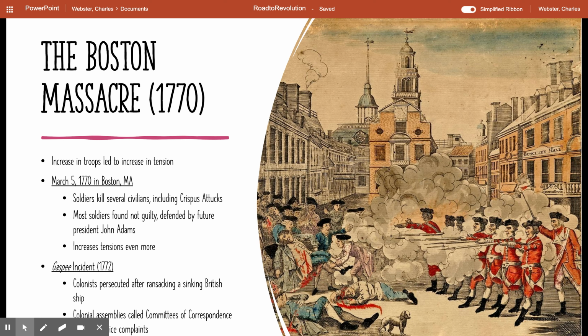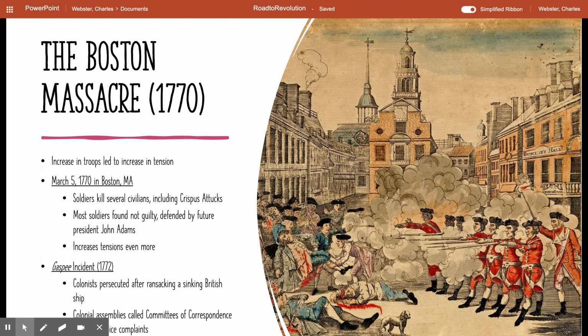This took place, and I mentioned earlier there was an increase in troops in North America after the French and Indian War. And with all these troops in the streets, this led to an increase in tension because many of them also competed with the colonists for jobs. Well, on March 5th, 1770, in Boston, several of these soldiers killed some civilians, including Crispus Attucks. He was an African American, and he's considered by many to be the first fatality in the American Revolution.